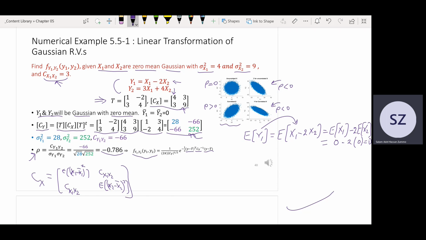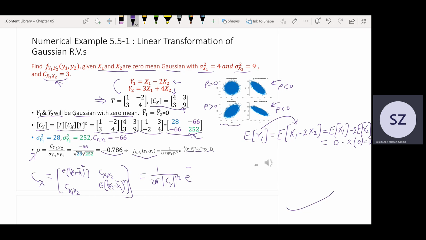Now, if we would like to see how it looks like, it will be 2 pi. I will not go through this. So this will be the determinant. Just leave it here. It will be basically something like 1 over 2 pi. You need to find the determinant, so I will not find it. This is square root. And then e to minus, yes.